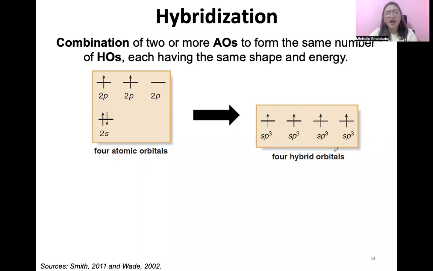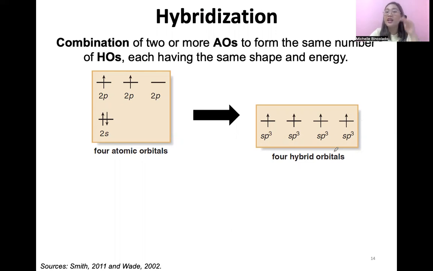How does that happen? Actually, guys, we have mathematical equations. There is a mathematical version of this. However, we will not deal with that. We will be qualitative only for now, guys, with hybridization here in organic chem. So, one s, three p, you have four sp3 orbitals.